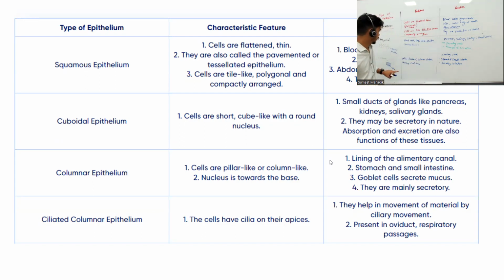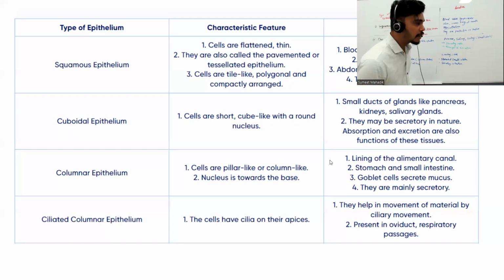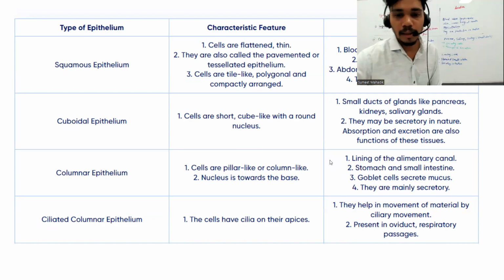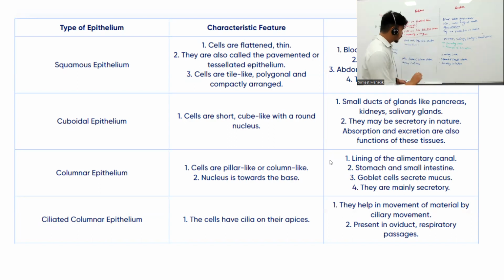Have you written everything? Now tell me one thing. From squamous to columnar, what is happening? Size is increasing. In squamous, the nucleus does not appear that much. But in cuboidal, for secretion, the nucleus is there. In columnar, the nucleus is at the base. So we have studied this up till now. Now let's move to the next part.